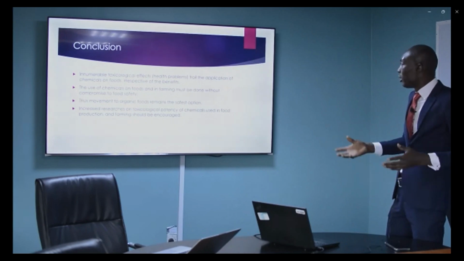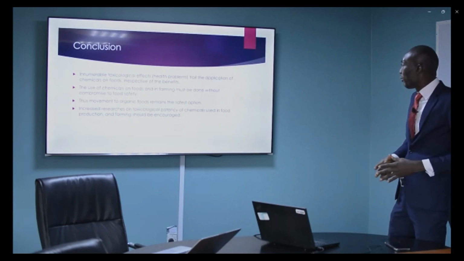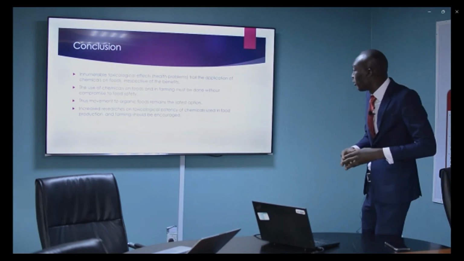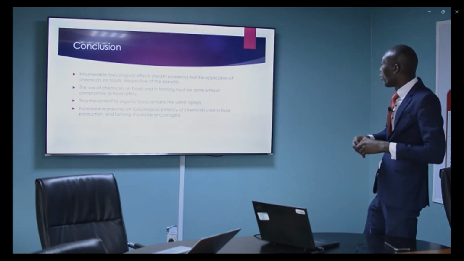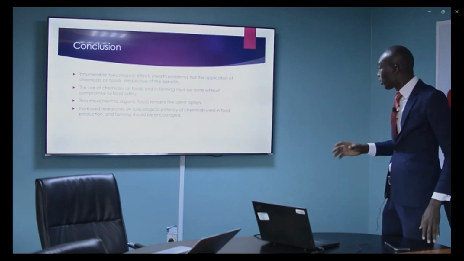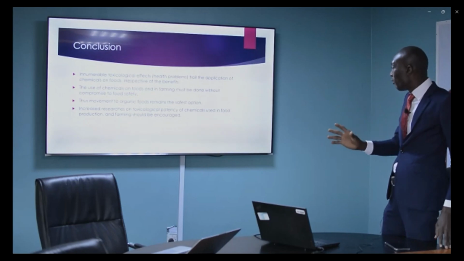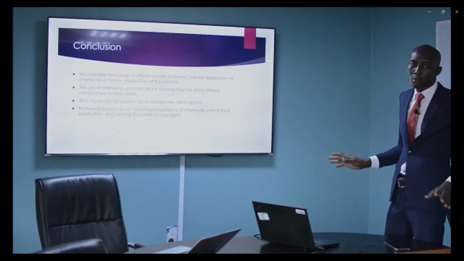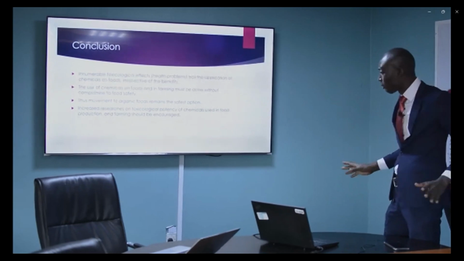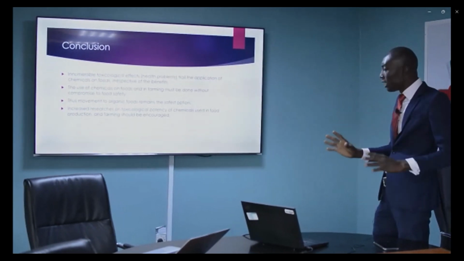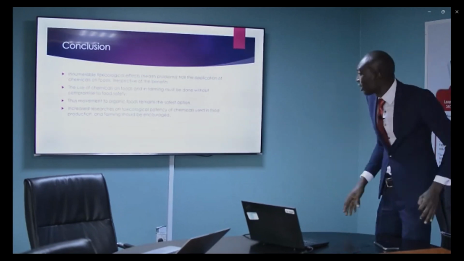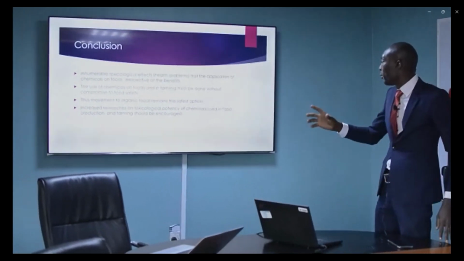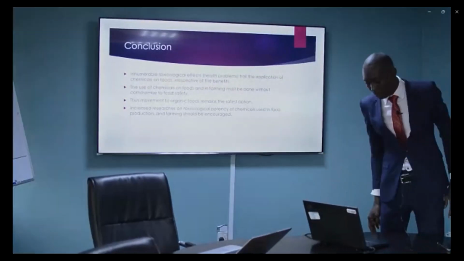In conclusion, we have seen innumerable toxicological effects through the application of chemicals, irrespective of the health benefits. Therefore, the use of chemicals on foods and farming must be done without compromise to food safety. Movement to organic food remains the safest option. Cut down on processed food products and go more on organic food. I am also calling all researchers like all of us here to go in depth on research works on the toxicological potential of many chemicals used in food production and farming.